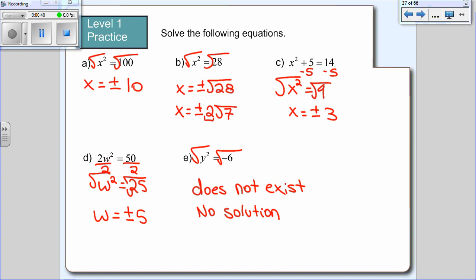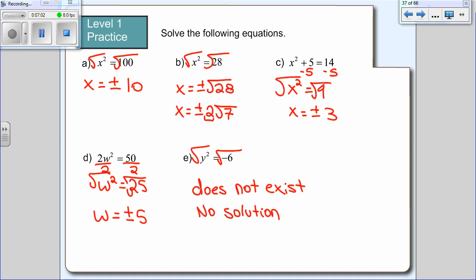It creates something called an imaginary number. I hope that you never have to go through the pain of understanding that. So, if you get that and you square root a negative number, we just say there's no solution. We say it doesn't exist, no solution. So that's what I've written up on the board. That number doesn't exist, there's no solution.